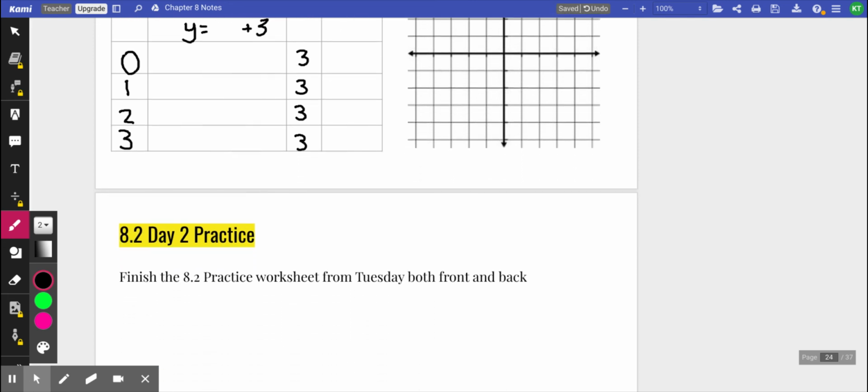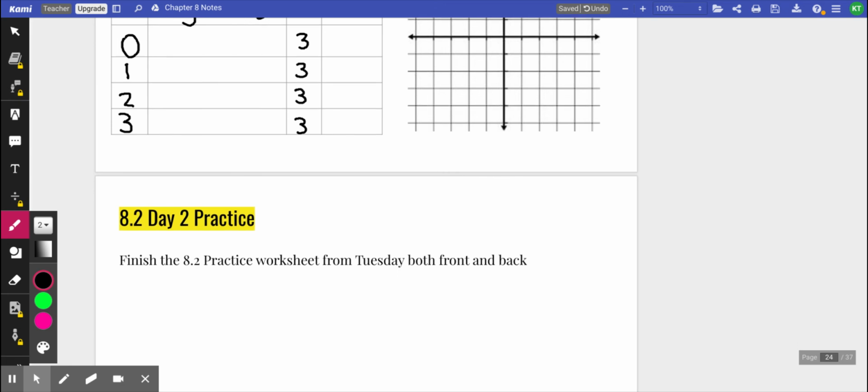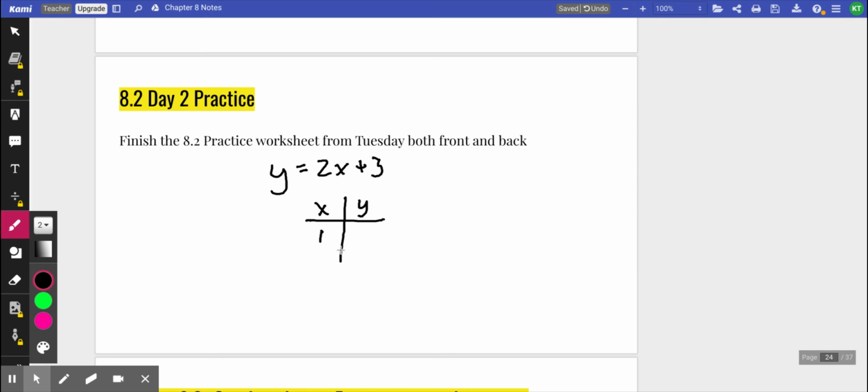So your practice today is to finish the worksheet from Tuesday, both front and back. You did finding 4 points, numbers 1 to 6 on the front. I want you to work on the back side of that sheet. For example, let's say that I have this y equals 2x plus 3, and this is what the back side of the sheet looks like. So it'll say like 1, and then it'll say y is 9, and then it might say y is 3.